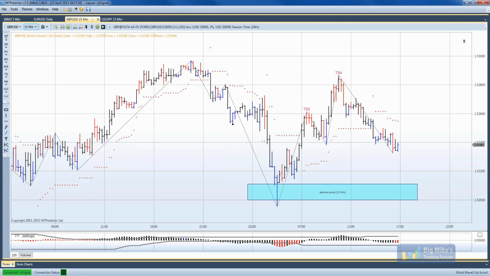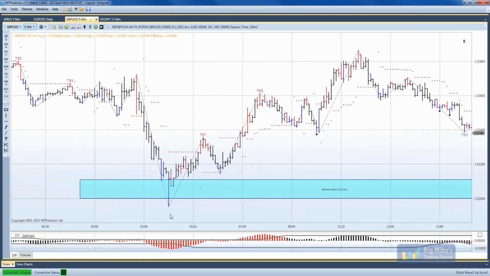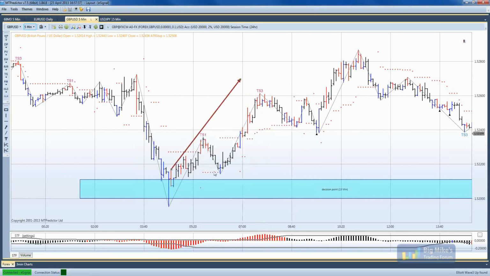So let's leave this decision point on the 15-minute chart. Let's go back to the 5-minute chart and see what difference it makes. Well, can you see here, this 15-minute decision point has provided us support on our 5-minute chart. Now what that means is as the market is rallying off this level here, it means that the larger degree trend has turned up.